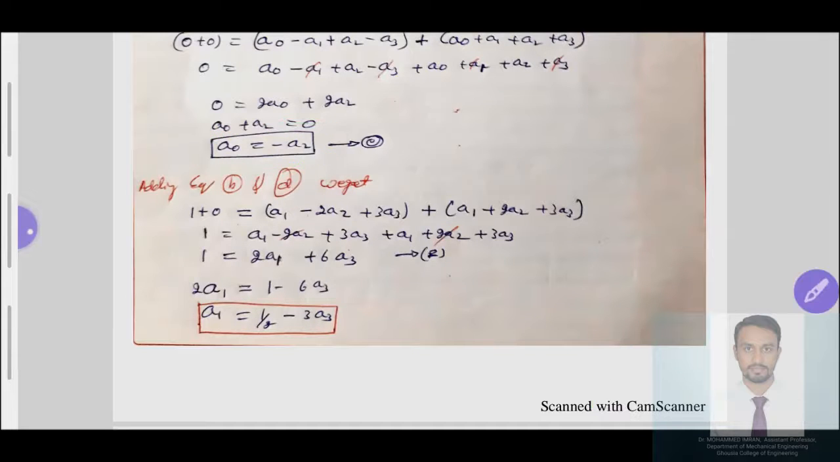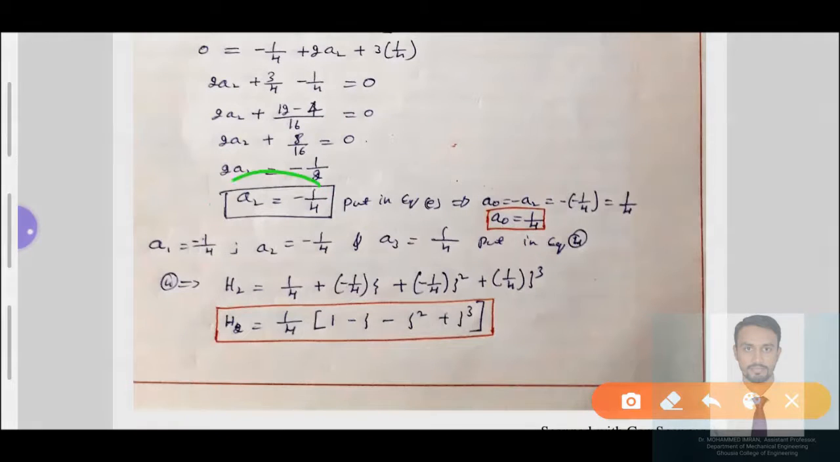a0 is equal to minus a2. a2 we have as minus 1 by 4. a0 is equal to minus a2 becomes minus of minus 1 by 4. This will be equal to 1 by 4. a0 is equal to 1 by 4. All the values are in terms of 1 by 4 with the sign convention changed. a0 is equal to 1 by 4, a1 is equal to minus 1 by 4, a2 is equal to minus 1 by 4, a3 is equal to 1 by 4.